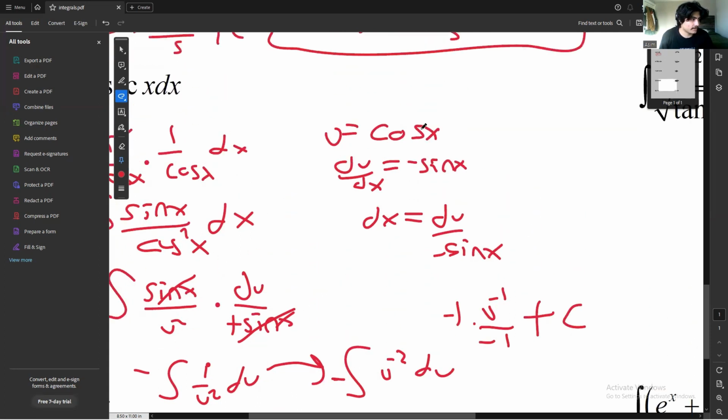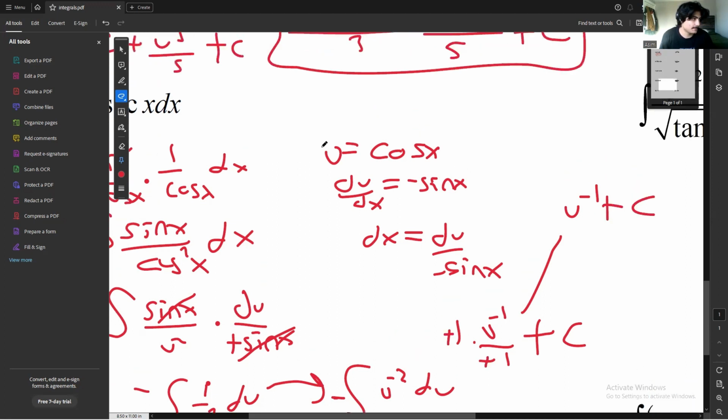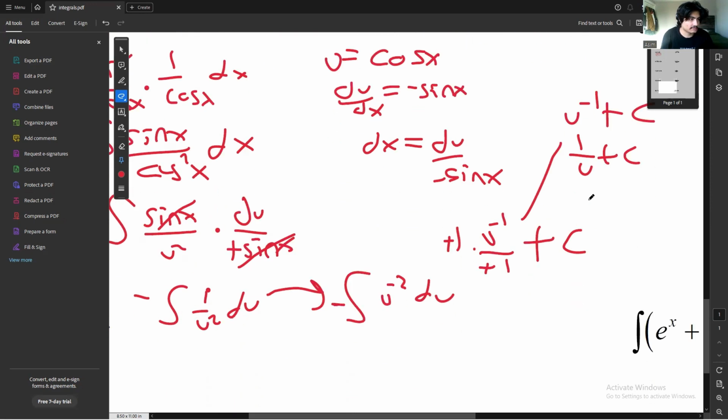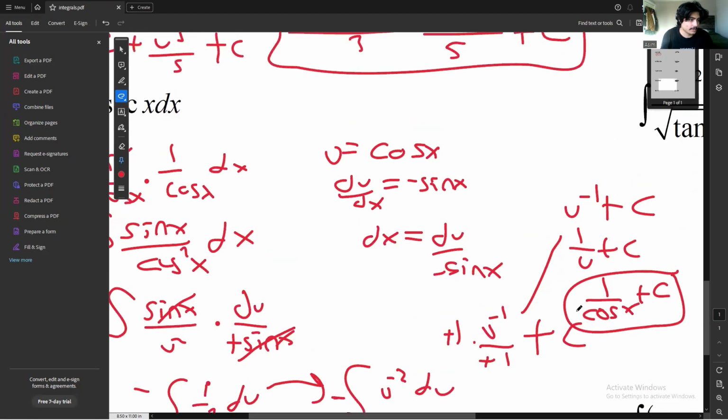So what was our u, guys? Our u was cosine x, so I'm just going to make this look prettier. This is actually u to the negative first power. This negative one multiplying ends up being positive one. So this is actually u to the negative 1 power plus c. And u to the negative 1 is just 1 over u, which is 1 over u plus c. And my u was cosine x, so it's going to be 1 over cosine x plus c. Great.